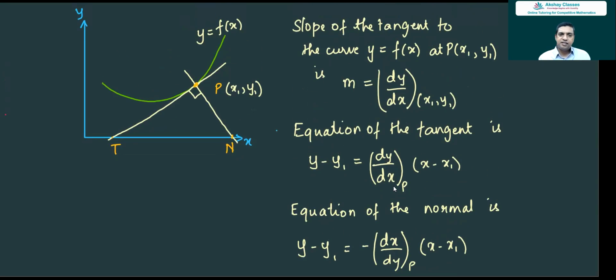And then there is a subtangent, length of the tangent, length of the normal, that we can find out. If I have to find out this, now this angle is theta. Now tan theta is, I drop a perpendicular from here.